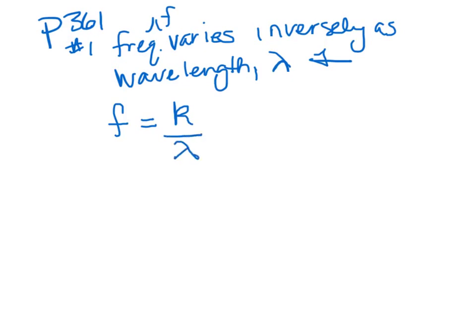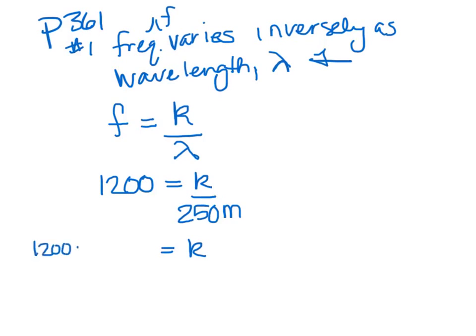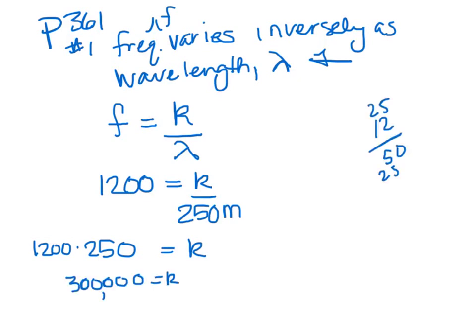Okay, now let's look at the data that they give us. The frequency is 1200, and they're giving that in kilohertz, when the wavelength is 250 meters. So I can use this, I can solve for K and come up with a nice model. K is equal to 1200 times 250. So let me calculate that. And I get K is 300,000.